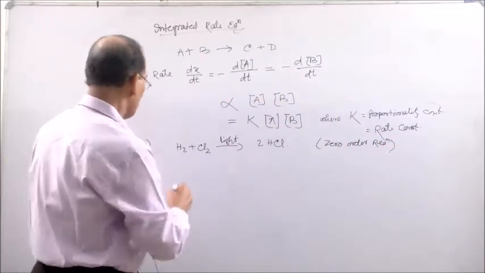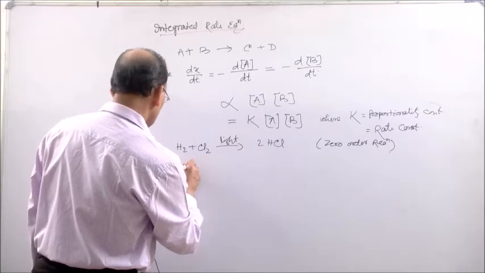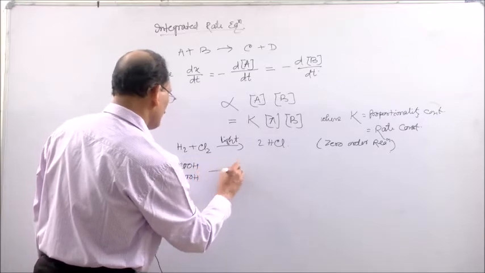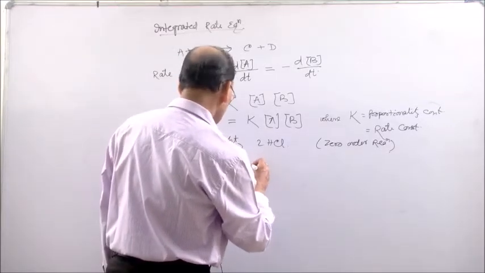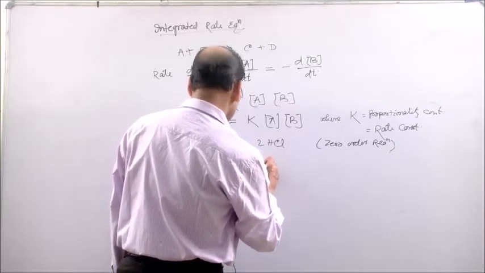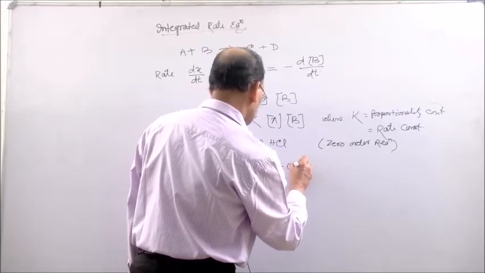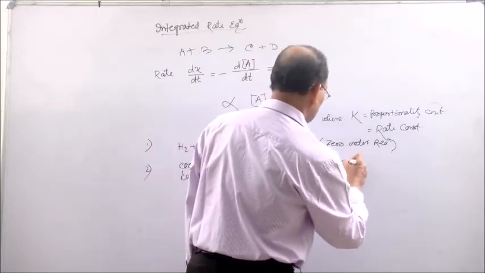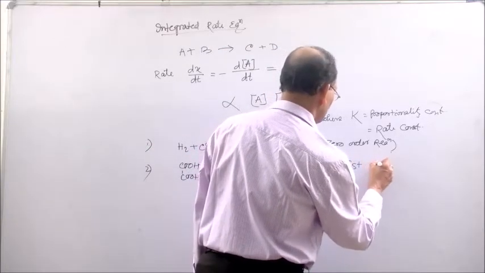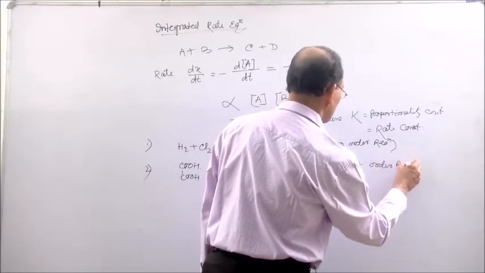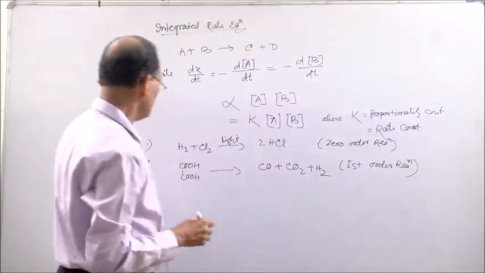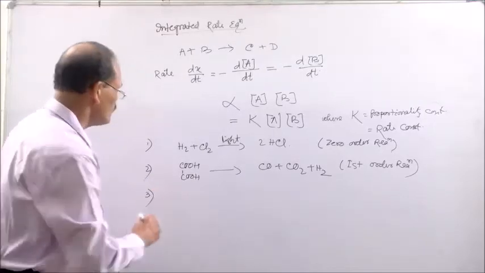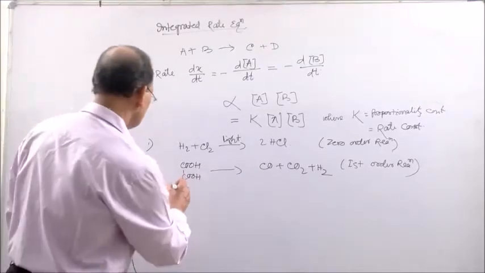Similarly, as we know, the concentration of any one of the reactants is decreasing, that forms the product. It is known as a first order reaction. First order reaction means it contains one molecule only whose concentration is decreasing.